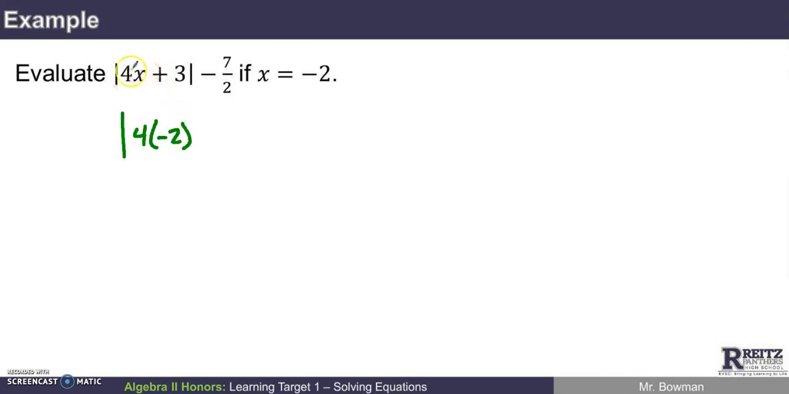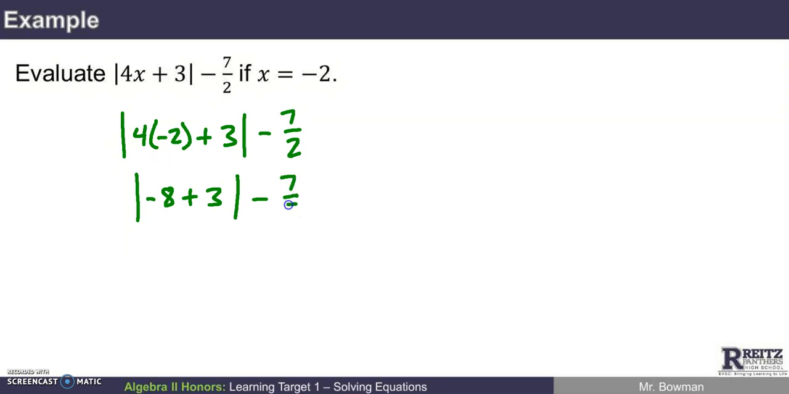Remember that 4x means 4 times x. So 4 times negative 2 plus 3, and then the absolute value of that all, then subtract 7 halves. Well, order of operations inside this set of grouping symbols, 4 times negative 2 would be negative 8 plus 3, now, minus 7 halves. I can combine these two terms here. Negative 8 plus 3 would make negative 5.